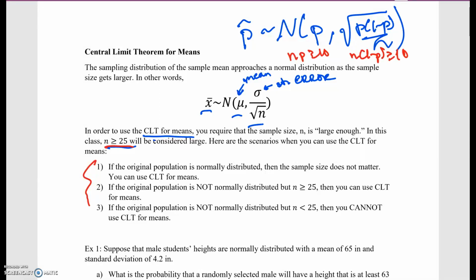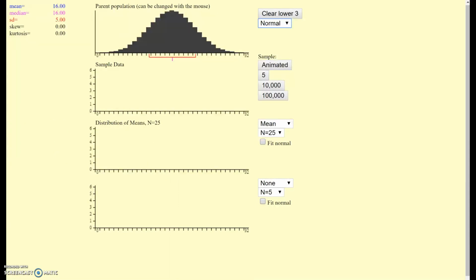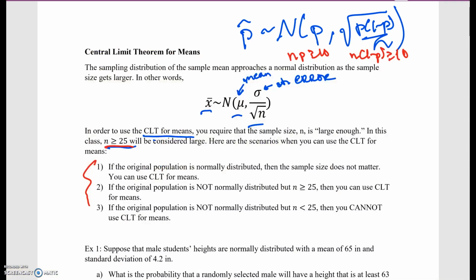So if the original population is normally distributed, then the sample size does not matter. You can use the central limit theorem for means. And that makes sense because when this was originally normal, it didn't really matter whether n was 2 or 5 or whatever, I still got a normal curve, okay? So for that one, basically n doesn't matter. n can be whatever you want.